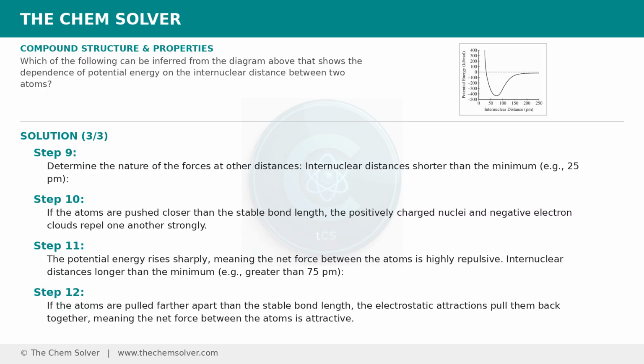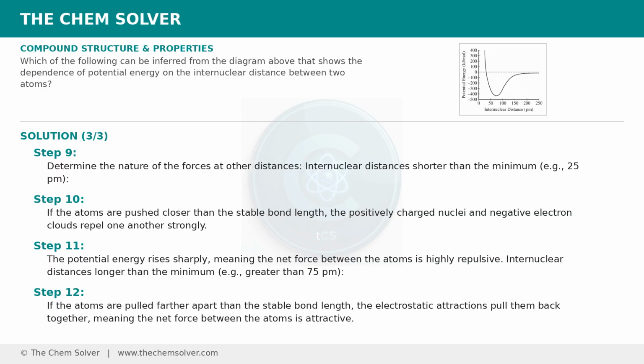Determine the nature of the forces at other distances. Internuclear distances shorter than the minimum, e.g., 25 picometers, occur if the atoms are pushed closer than the stable bond length. The positively charged nuclei and negative electron clouds repel one another strongly. The potential energy rises sharply, meaning the net force between the atoms is highly repulsive.